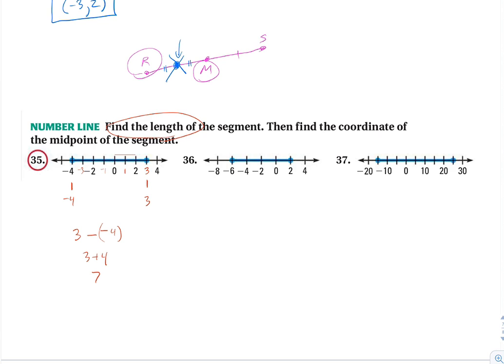There's no name for these endpoints, so otherwise I'd say the length of, but I don't have a name, so we'll just say it's 7 long. And it says find the coordinates of the midpoint. So where's the midpoint? Well, if it's 7 long, then 3.5 from either edge, half of that, is where the midpoint is. So we go over 1, 2, 3, and a half is right here. So the midpoint is at -0.5. That's the location on this map.